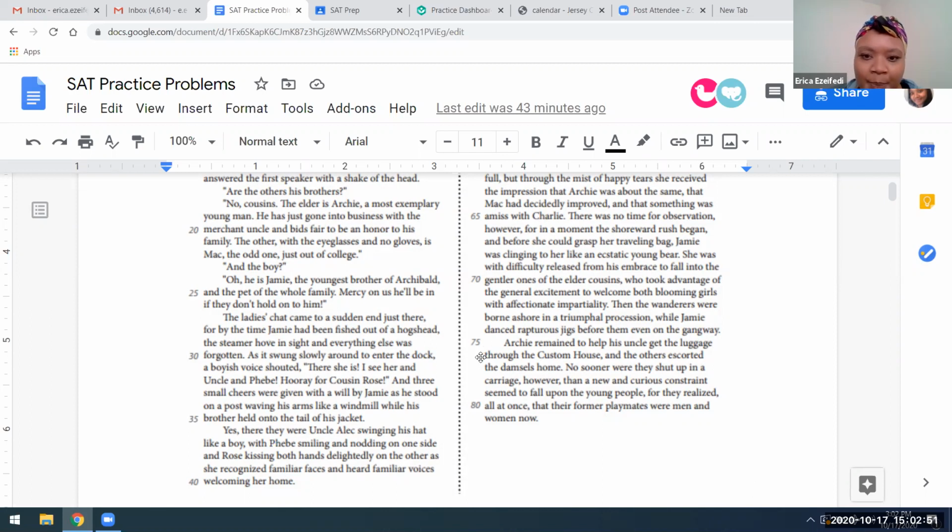So I'll just read them quickly. "Archie remained to help his uncle get the luggage through the custom house, and the others escorted the damsels home. No sooner were they shut up in a carriage, however, than a new and curious constraint seemed to fall upon the young people, for they realized all at once that their former playmates were men and women now." So we did go over that passage a lot.